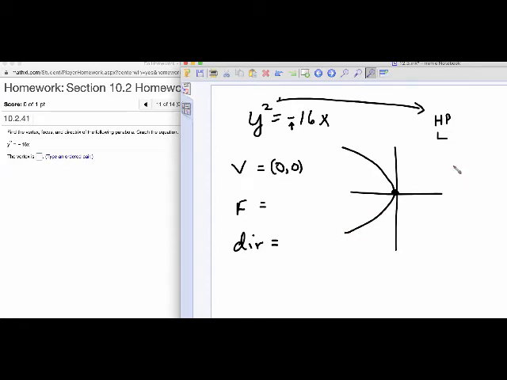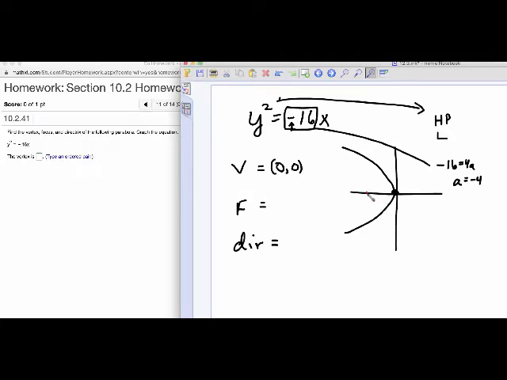Now, I will need to find what a is. To find a, we take this coefficient that's in front of the non-squared item, and we solve. Negative 16 equal to 4a. Divide both sides by 4, so a is negative 4. That's important because that's going to help me find my focus and my directrix.